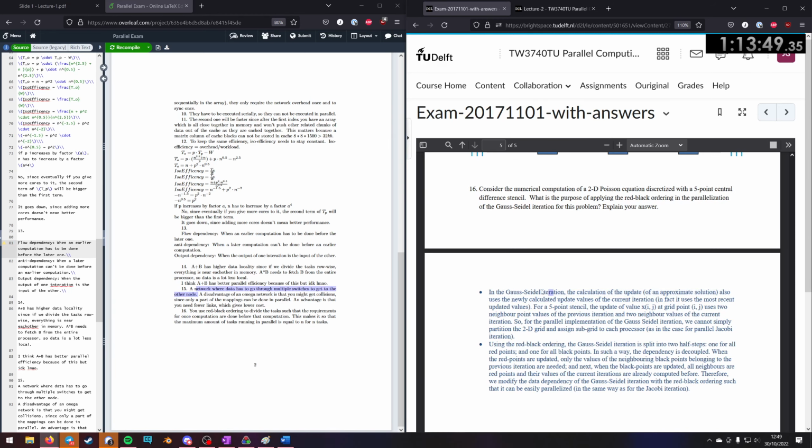Calculation update also uses newly calculated update values for the current iteration. The value xi uses 2 neighbor values from the previous iteration to the current iteration for the parallel implementation. You cannot simply partition the rows of each processor. Using red-black ordering, it's split into half steps, one for all the red points, one for all the black points. The dependency is decoupled. The red points are updated based on the values of neighboring black points belonging to the previous iteration. Therefore, with the modified data dependency, the red ones could be parallelized.